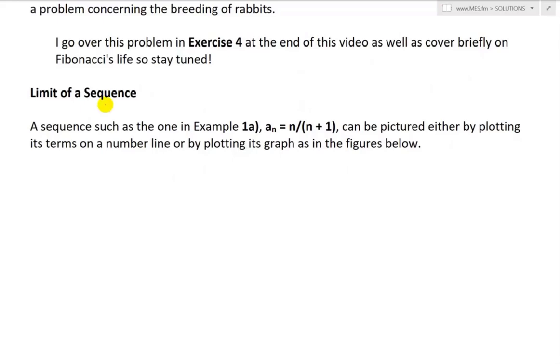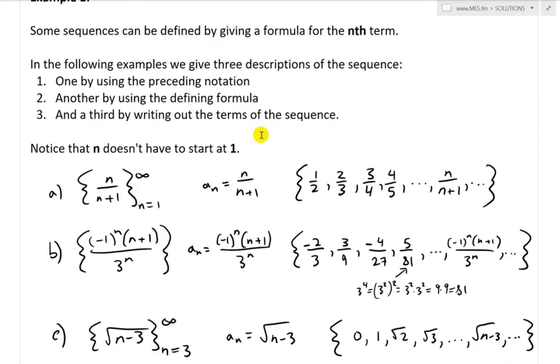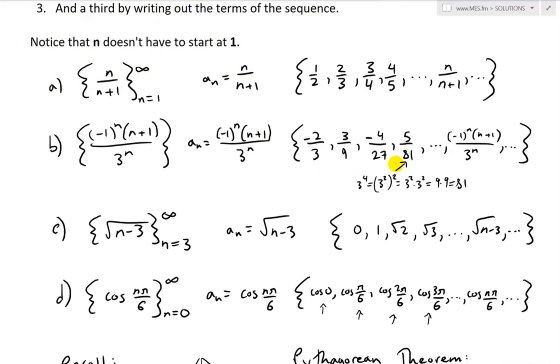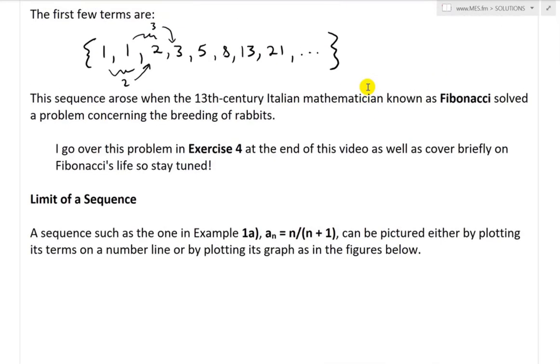And now let's go over the limit of a sequence. A sequence such as the one in example 1a, where a_n equals n over n plus 1. It's right here, 1a, n over n plus 1. You can see the numbers here: 1 over 2, 2 over 3, 3 over 4. You see it's always going to be less than 1. I'll show you further here.